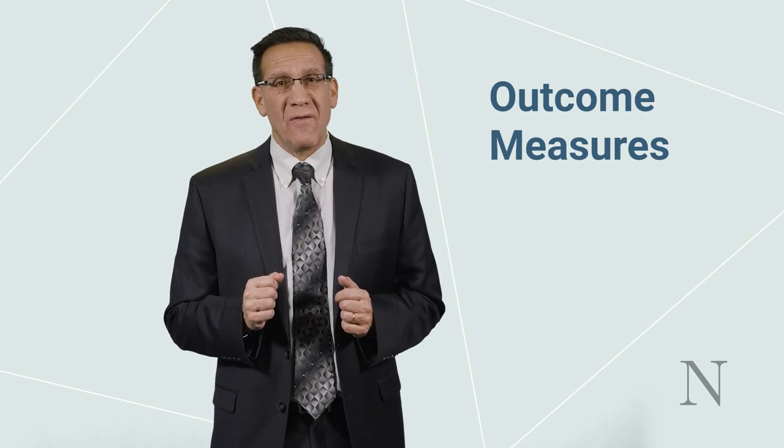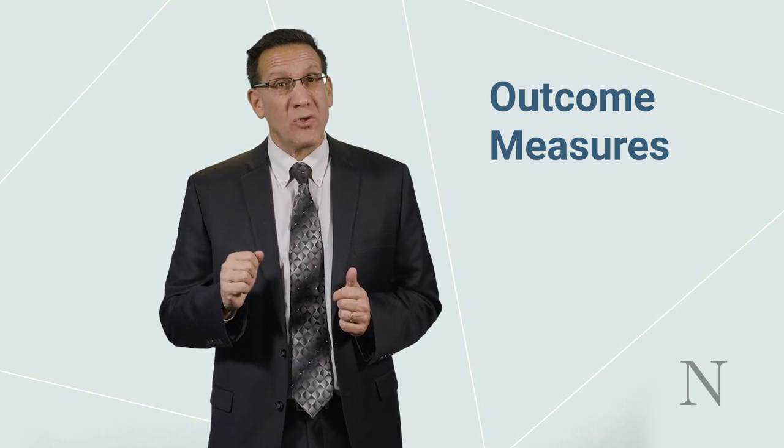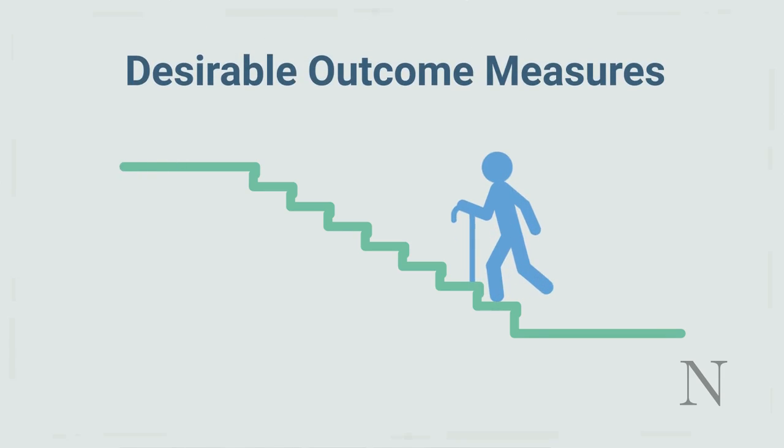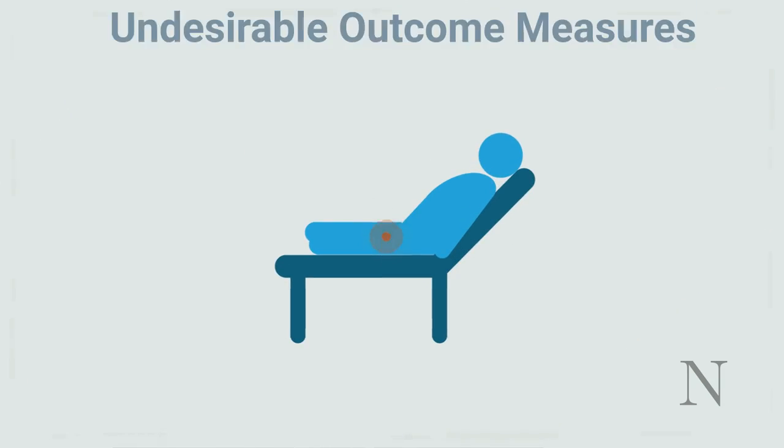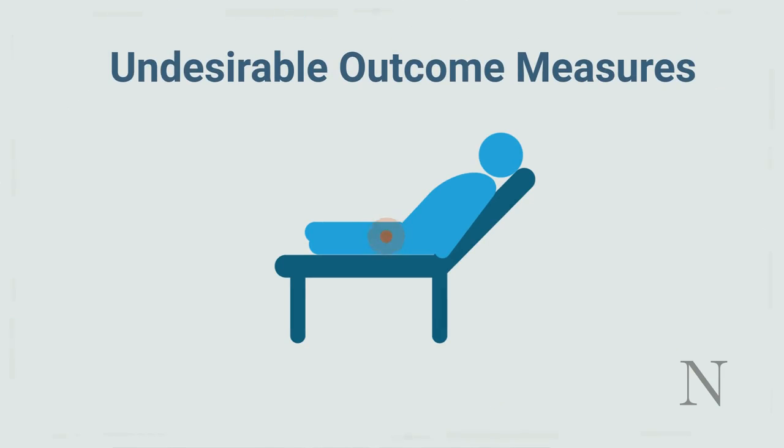Outcome measures can refer to events that are desirable as well as those that are undesirable. An example of a desirable outcome measure for orthopedic surgery is the percentage of patients undergoing hip replacement surgery who are able to walk up a flight of steps within a specific period of time following surgery. An example of an undesirable outcome measure for orthopedic surgery is the percentage of patients who develop one or more serious complications from hip replacement surgery, such as blood clots.